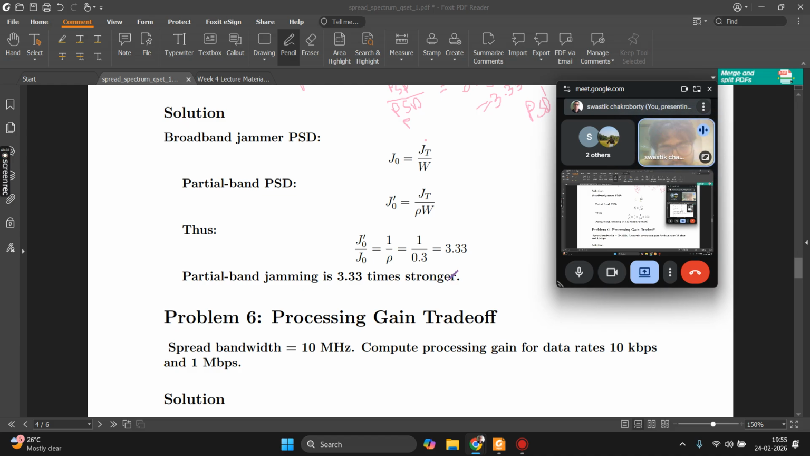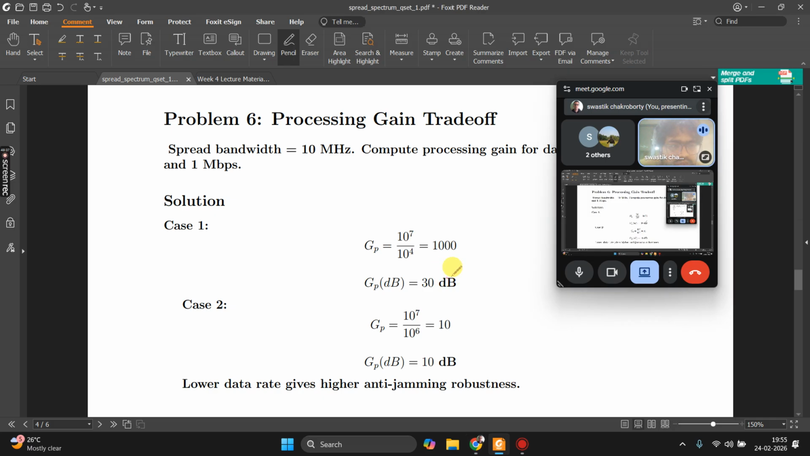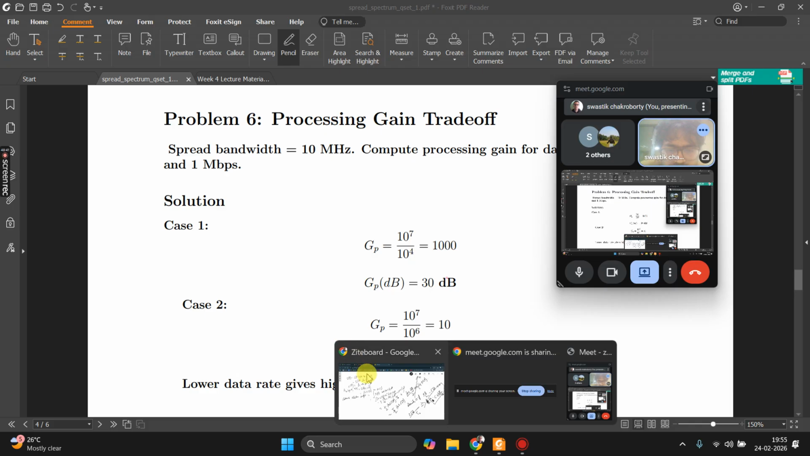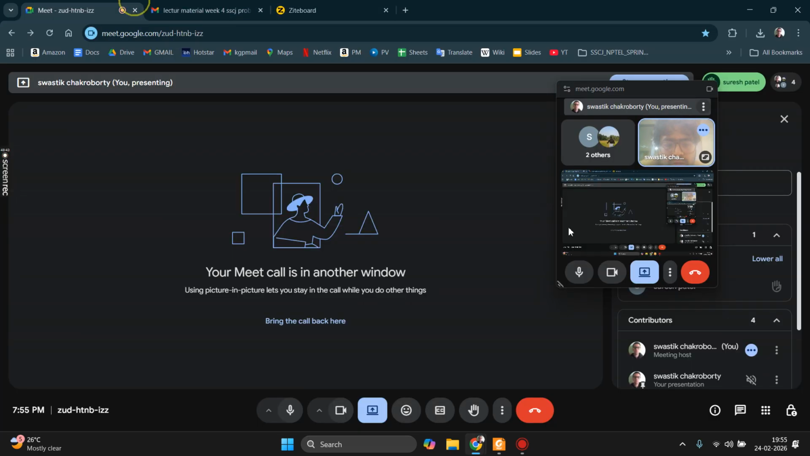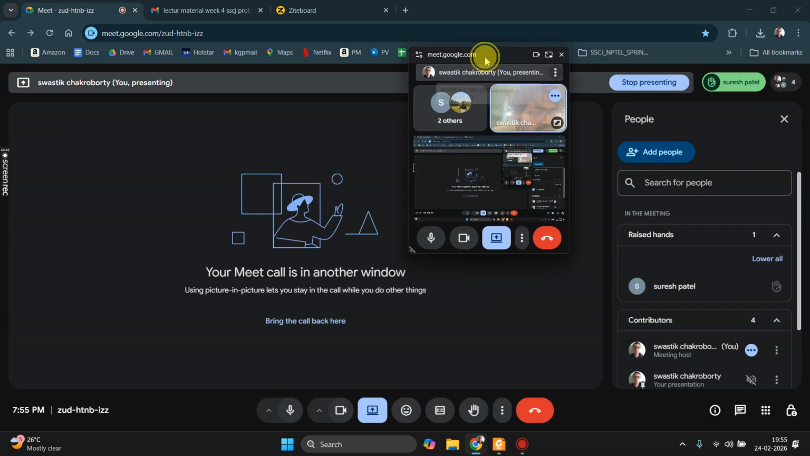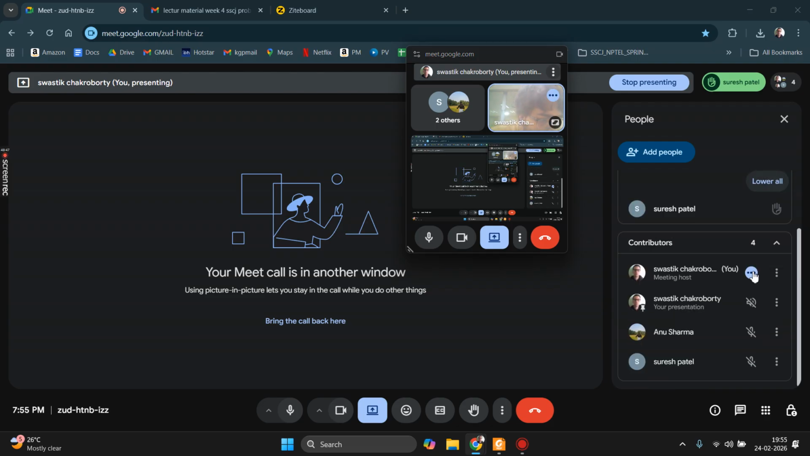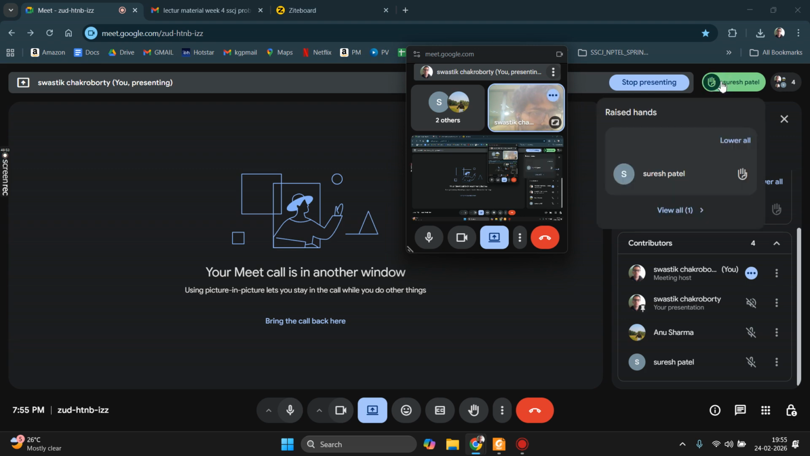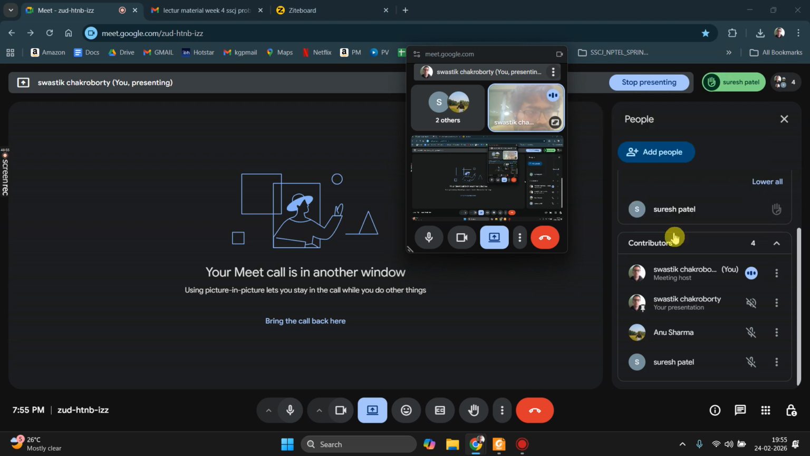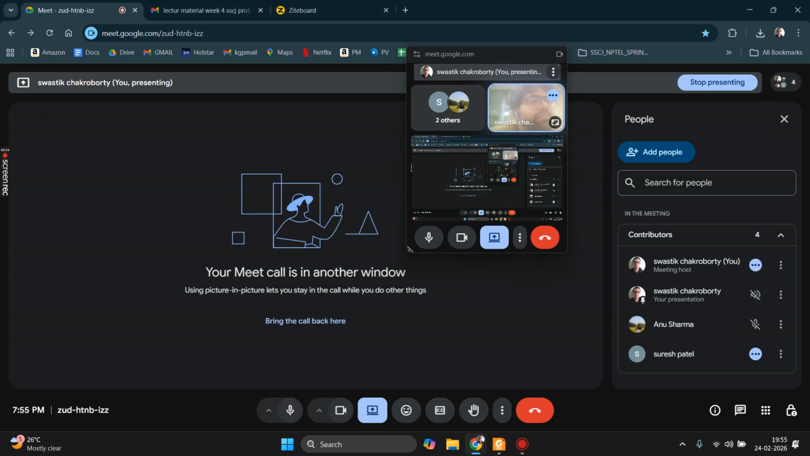But the main takeaway from this is, is there some kind of notification? Oh, okay. Yeah. Is there any other doubt, Mr. Suresh Patel? No, sir. Your hand is raised actually. Okay, I'm lowering it.